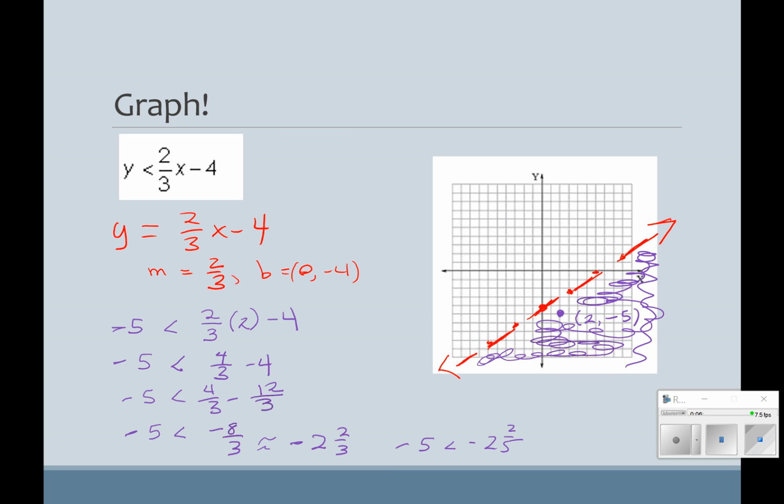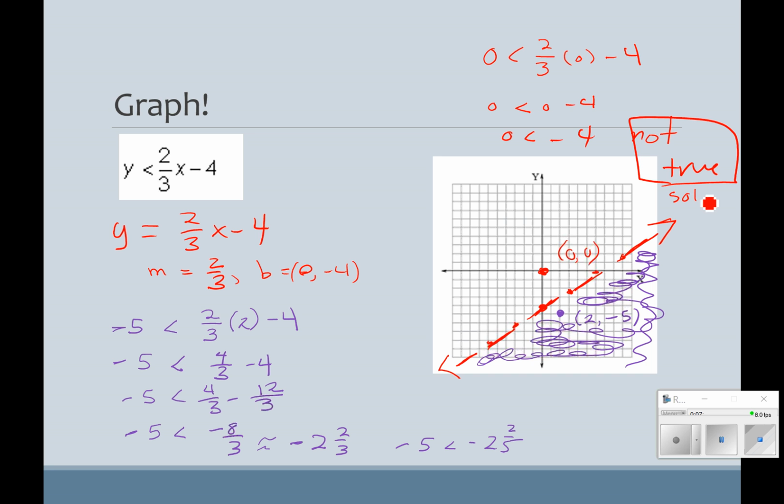Now we can also make it a little easier if we wanted to. What if we pick the test point 0, 0? I tend to like 0, 0. That's just me. If I pick this test point 0, 0, it makes the math a little easier, right? Putting it into the original, 2/3 times 0 minus 4. Well, 2/3 times 0 is 0. 0 less than -4, that's not true. So if you ever pick a test point and you get a not true statement, that means that the solution is on the opposite side of the line.